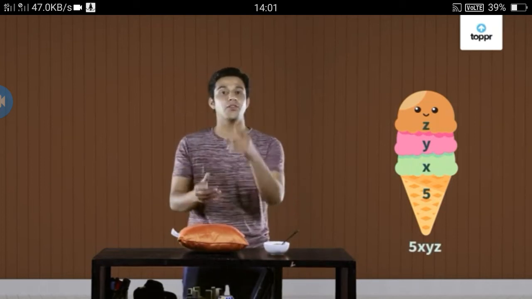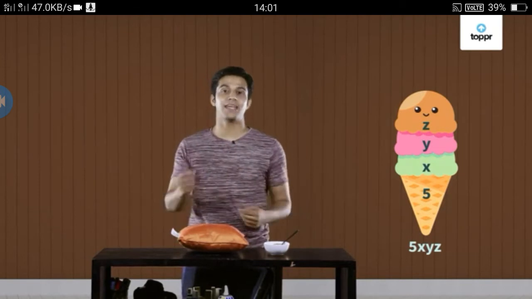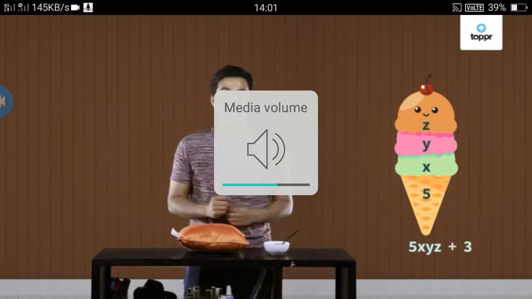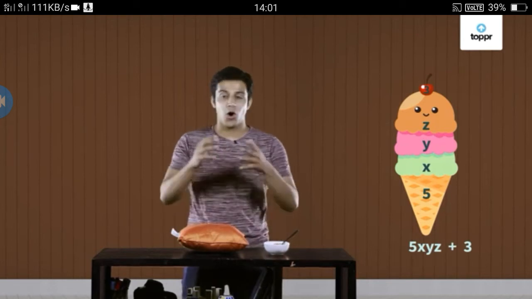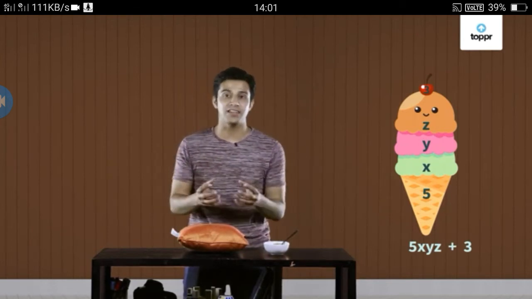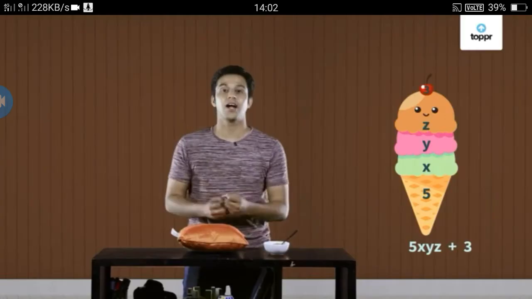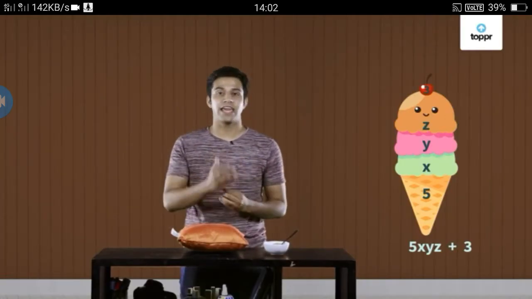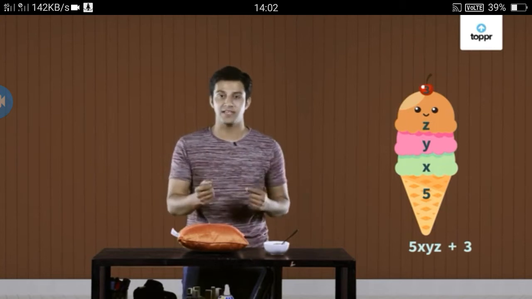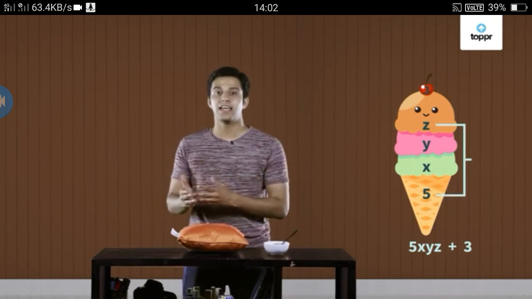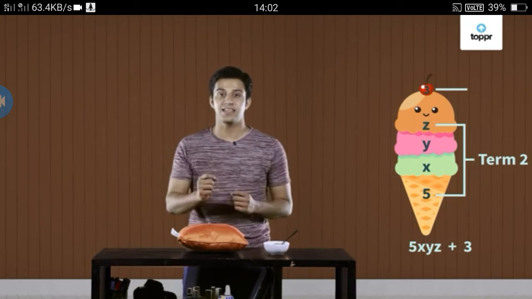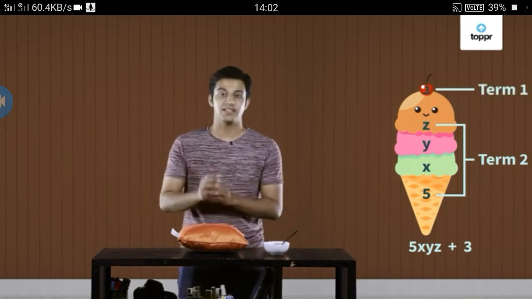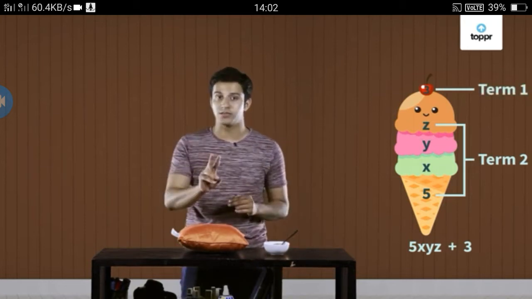What about the topping on your ice cream? Let's say we add a cherry to the top. Now we've added something extra to the ice cream. All the parts that we add together to form an expression are called terms. So in the expression 5xyz plus 3, 5xyz is one term while 3 is another. Hence, this expression has two terms.